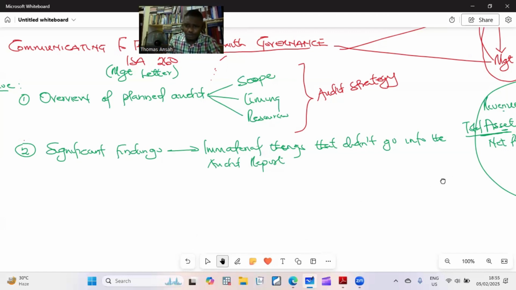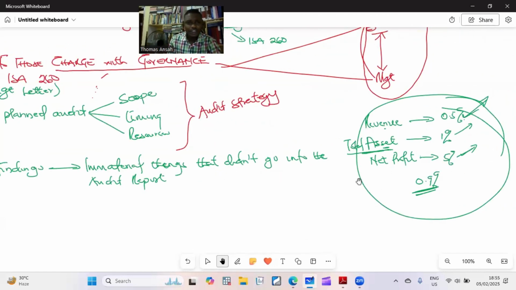When the thing is below the materiality level, it means that the financial statement is okay, it's true and fair. That's why we say the financial statement in all material respect is true and fair. We don't just say it's true and fair. The financial statement in all material respect. So materiality is the audit report. Immateriality is ISA 260, management letter.